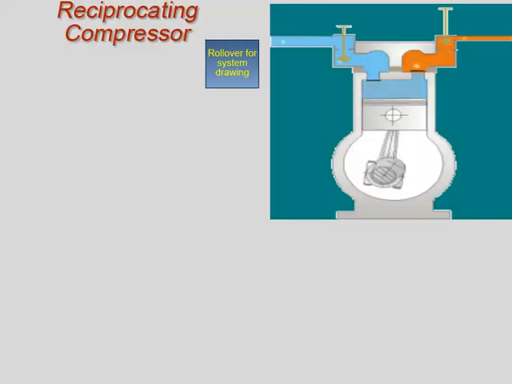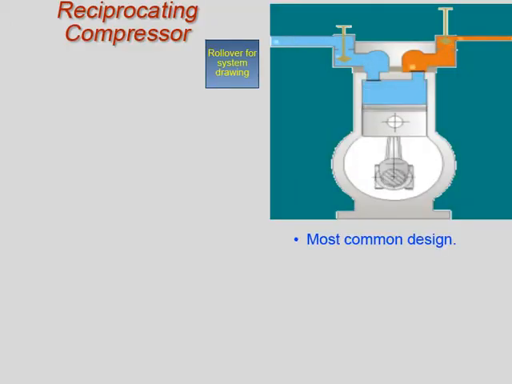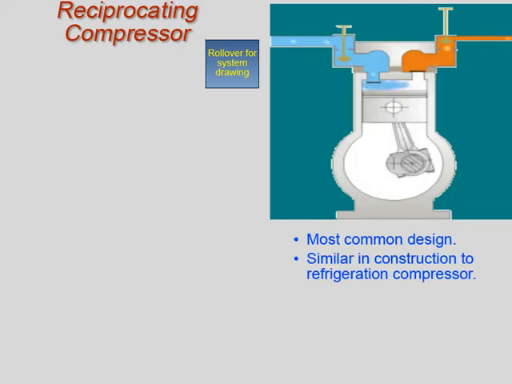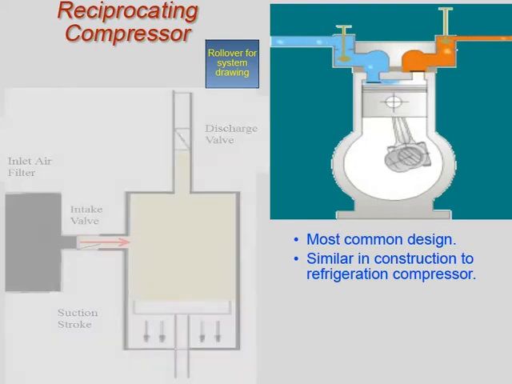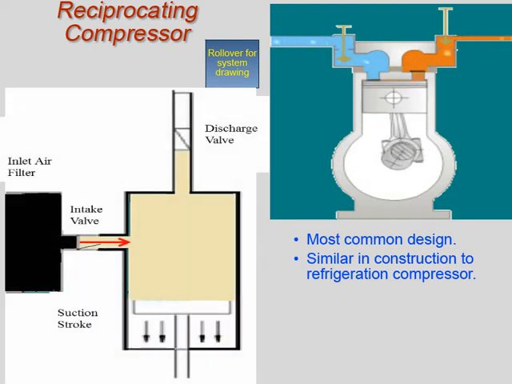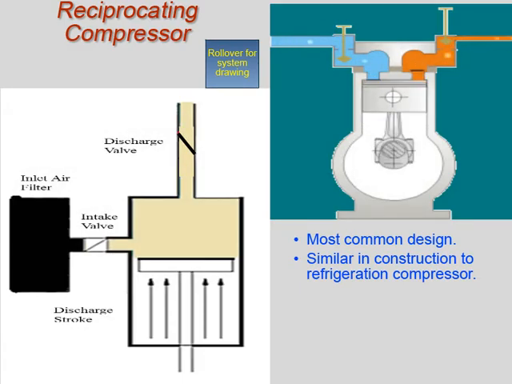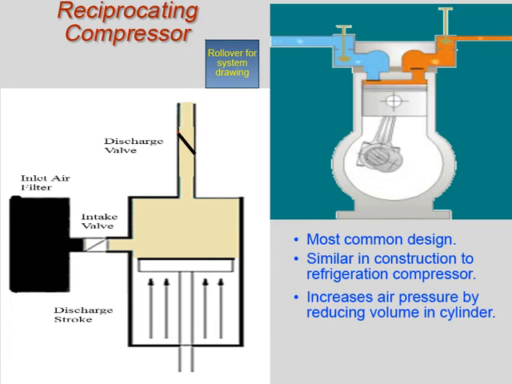The reciprocating air compressor is the most common design used in industry today. It uses a cylinder and piston arrangement to increase the pressure of system air. The construction of a reciprocating air compressor is similar to that of a refrigeration compressor. As a piston moves down, it draws air through the intake valve against spring pressure and fills the cylinder volume. As the piston starts a compression stroke, the intake valve spring closes the valve. As the piston rises, it compresses the air in the cylinder.